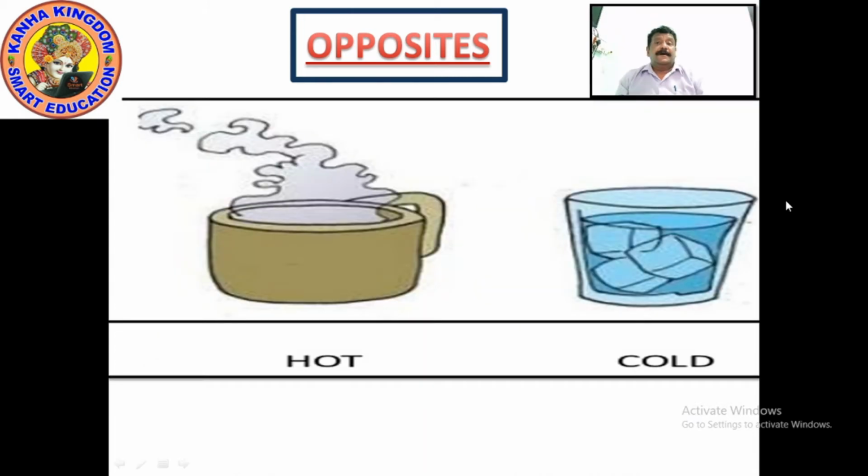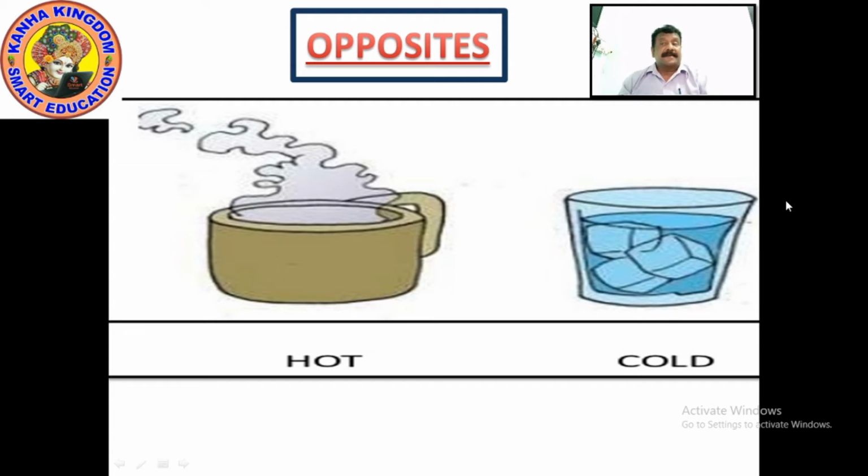Here you can see opposites. Hot and cold. How do you understand hot? Hot can be many things. It can be hot coffee. It can be hot soup. It can be hot tea. Right? Hot porridge. Anything which is hot.